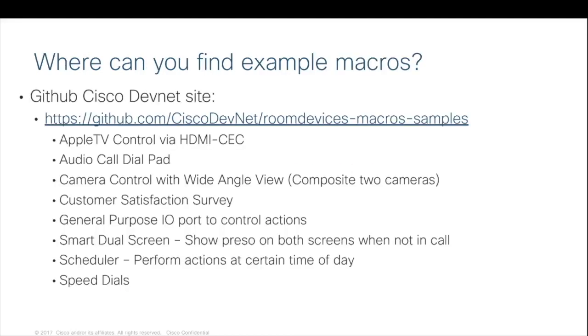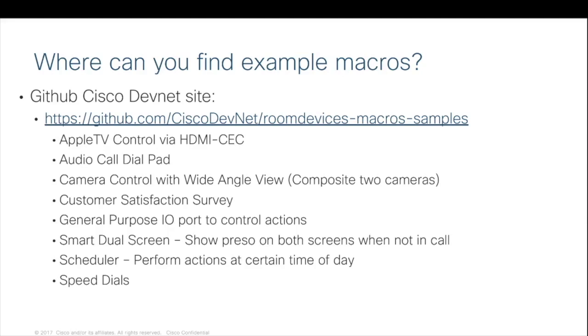So where can you find example macros? GitHub, the repository that programmers use to co-develop programs, is a good place to go look. There are many places, but Cisco Developer Network or Cisco DevNet has a place on the DevNet site here. I'll link this down in the notes that has a bunch of good examples to get you started.